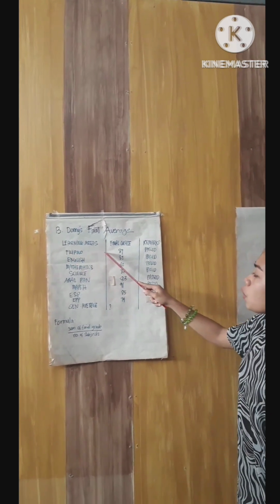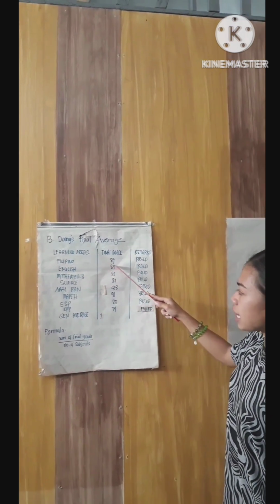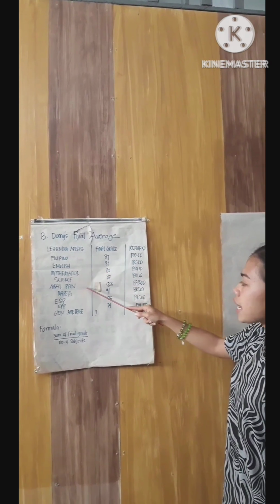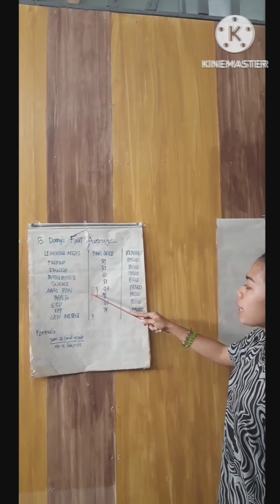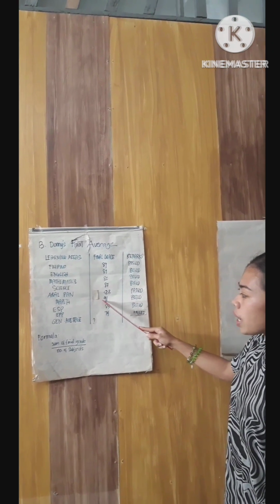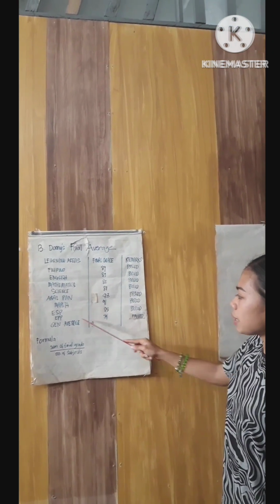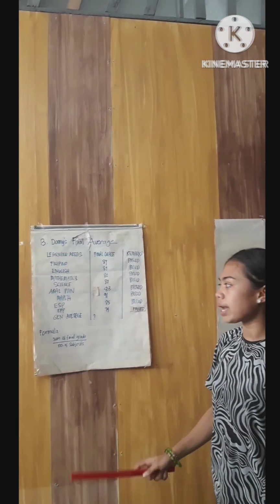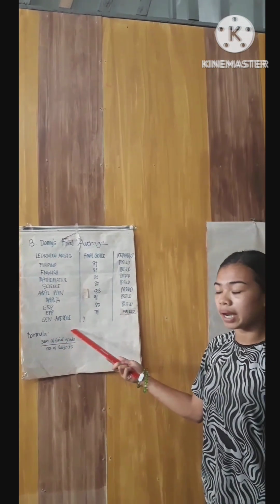So in Filipino, he got the final grade of 89, in English 89, in Mathematics 82, in Science 87, in Araling Panlipunan 88, in MAPEH 91, ESP is 85, and EPP is 74. So what we're going to do now is to find the general average of Donnie Mariano.